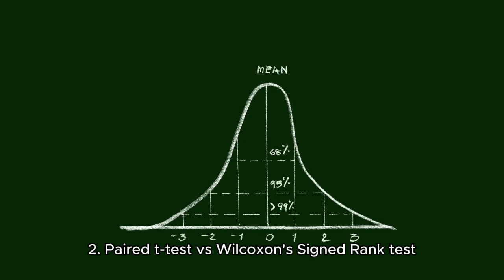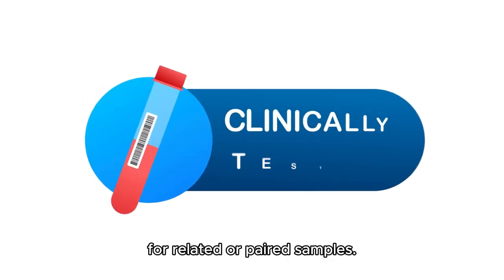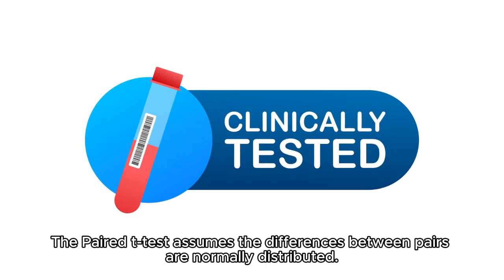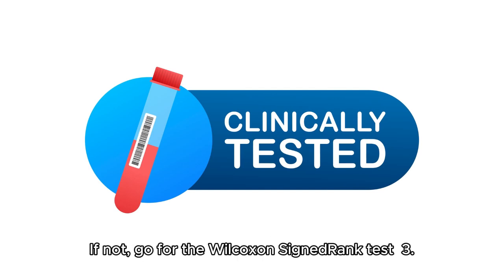2. Paired t-test versus Wilcoxon signed rank test. For related or paired samples, the paired t-test assumes the differences between pairs are normally distributed. If not, go for the Wilcoxon signed rank test.